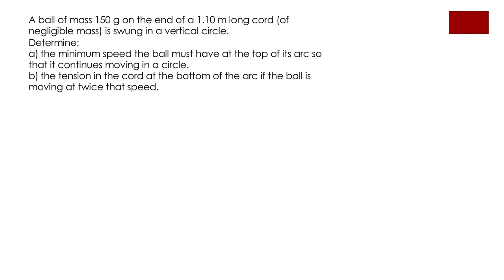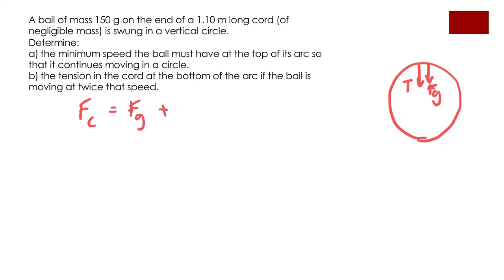Okay, let's do an example with a vertical circle. Now, as it gets to the top in this case, we're going to have two forces pushing down on it: we have the tension in the string and the force due to gravity. So that means my centripetal force is going to be force due to gravity plus the tension.